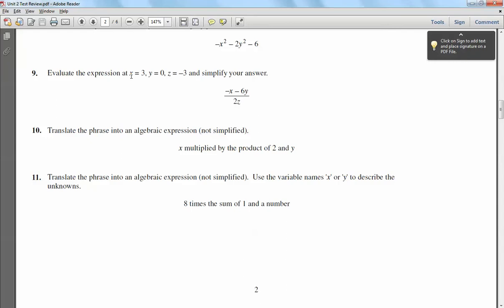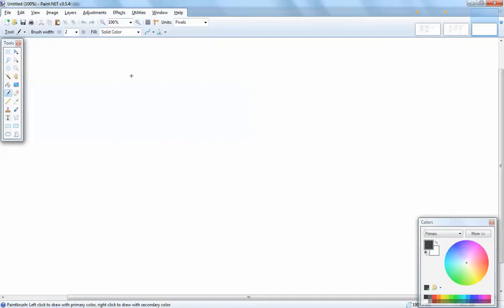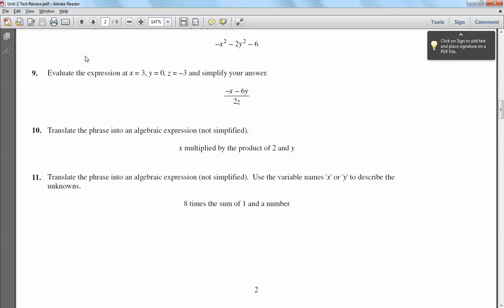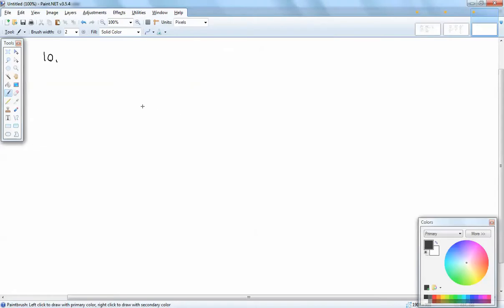And let's look at the next problem, number 10. Translate the phrase into an algebraic expression, not simplified. X multiplied by the product of 2 and y. Now, the product of 2 and y, let's look at that first. These have connectors to go with them. When I say the product of this and this, the "and" is where your multiplication is. That says 2 times y.